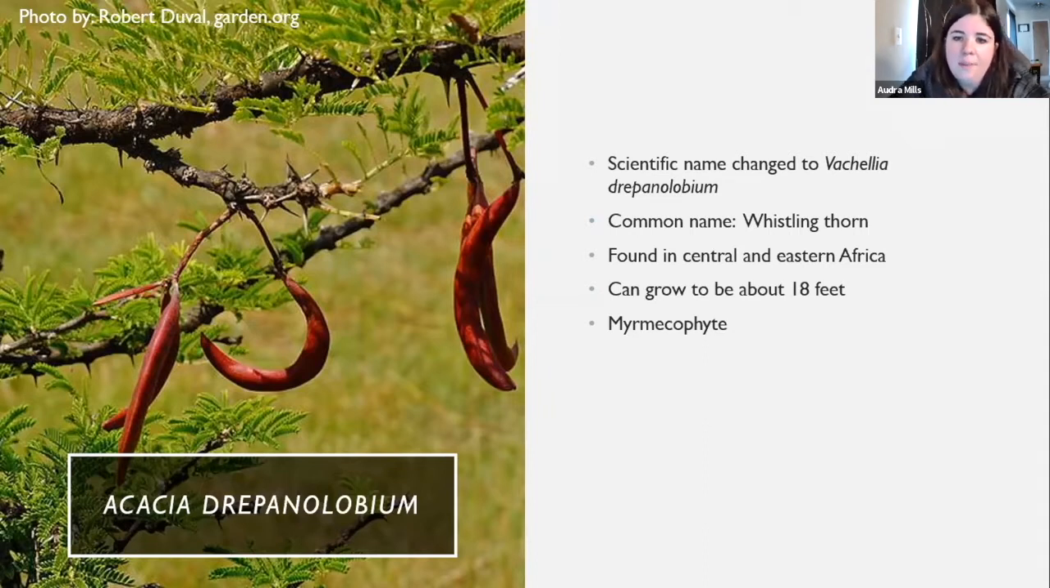And the trees are myrmecophytes, which basically just means that they have a mutualistic relationship with ants. The ants of this tree live in the modified thorns, like I said, and they protect the trees, and some of them eat the nectar that the leaves produce.